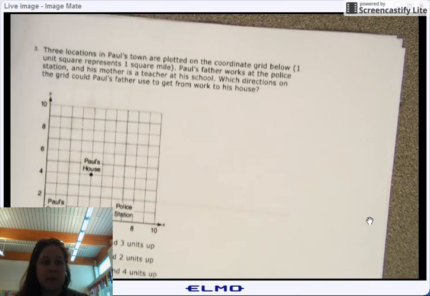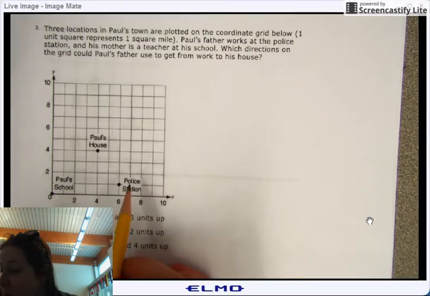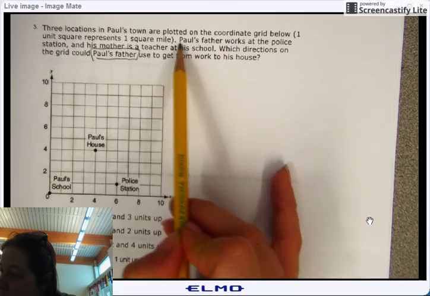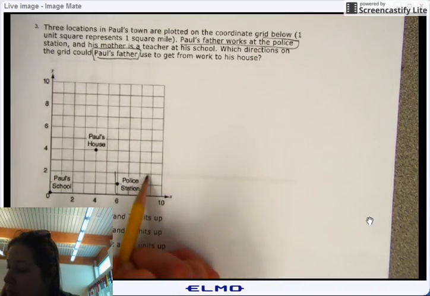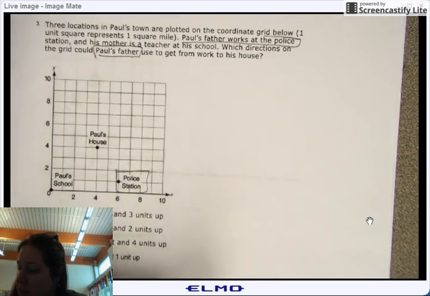Okay. Question number 3. 3 locations in Paulstown are plotted on the coordinate grid below. 1 unit square represents 1 square mile. Paul's father works at the police station, and his mother is a teacher at his school. Which directions on the grid could Paul's father use to get from work to his house? Okay, remember Paul's father is at the police station. So I want to go from the police station to Paul's house.